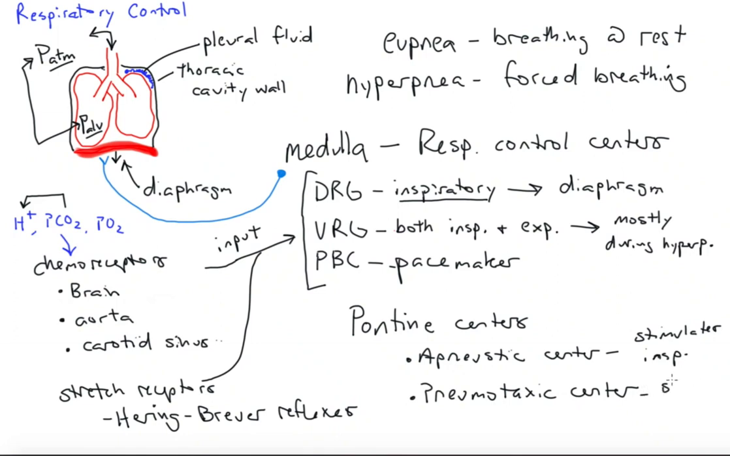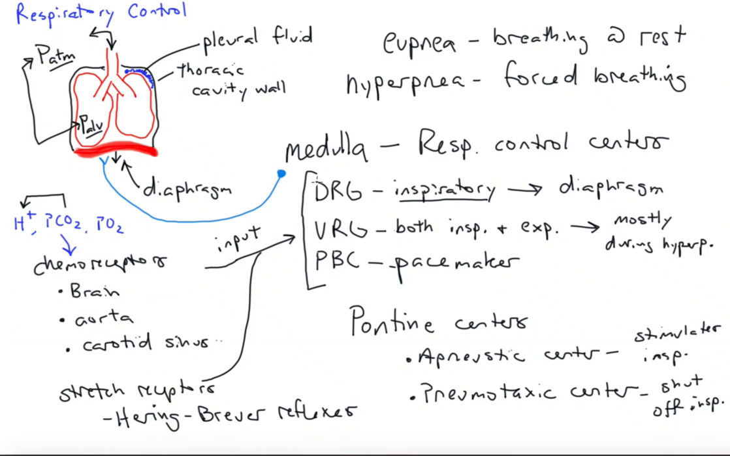The pneumotaxic center does just the exact opposite. So it's going to shut off inspiration and help initiate expiration. And so what these two centers are doing is basically helping us control sort of the volume of each breath by sort of controlling the transitions between inspiration and expiration and vice versa.